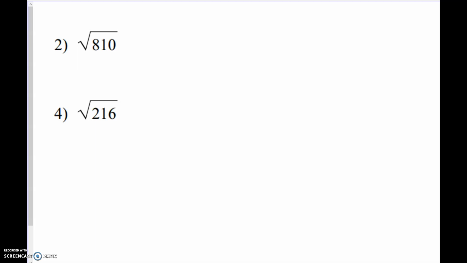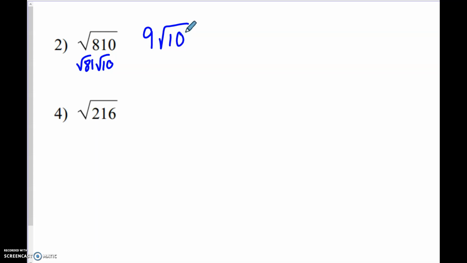Hello, and we are back to that radical worksheet, and we are doing the evens this time. All right, number 2 is the square root of 81 times 10. So the square root of 81 is 9, so this is 9 root 10.